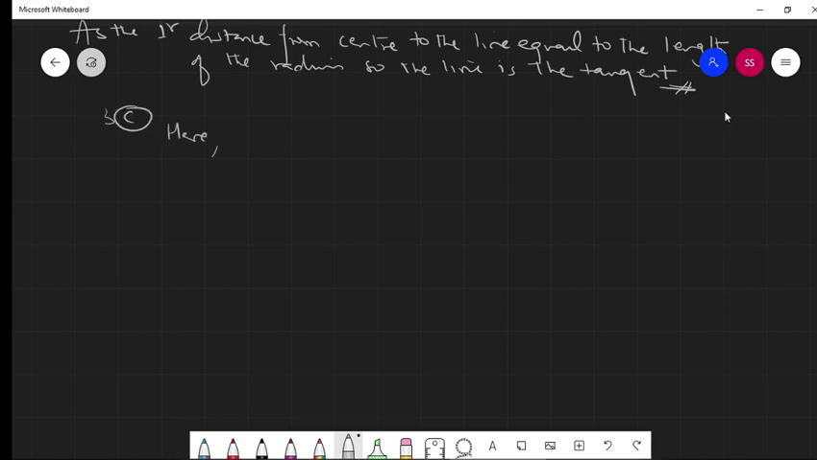Question number 3. Prove that the tangent to the circle x square plus y square equal to 5 at the point (1, -2) also touches the circle, and find the point of contact.